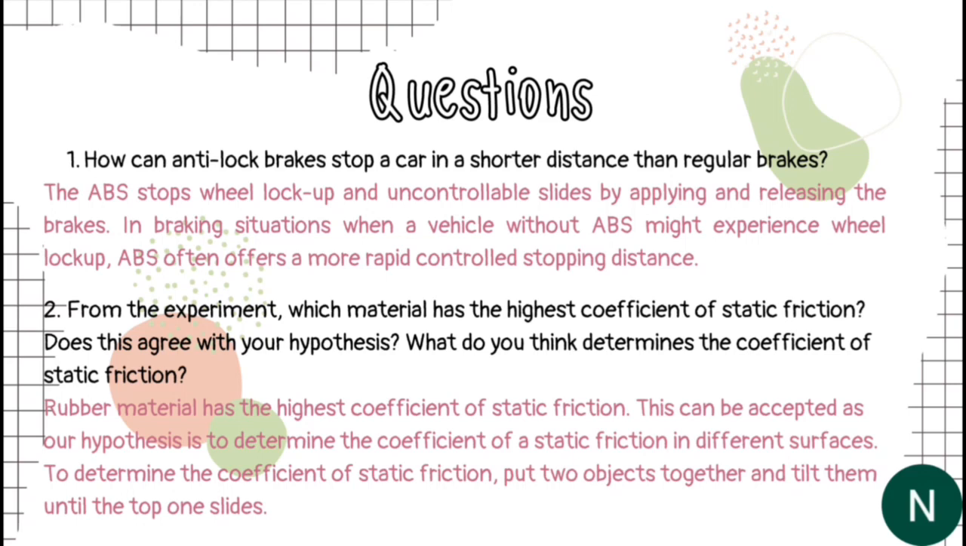For the second question, from the experiment, which material has the highest coefficient of static friction? Does it agree with your hypothesis? How do you intend to determine the coefficient of static friction? The answer is that the rubber material has the highest coefficient of static friction. This can be accepted as our hypothesis is to determine the coefficient of static friction on different surfaces. To determine the coefficient of static friction, put two objects together and tilt them until the top one slides.